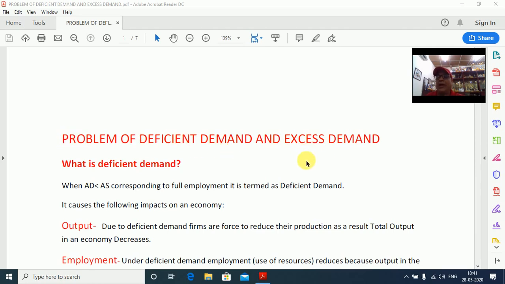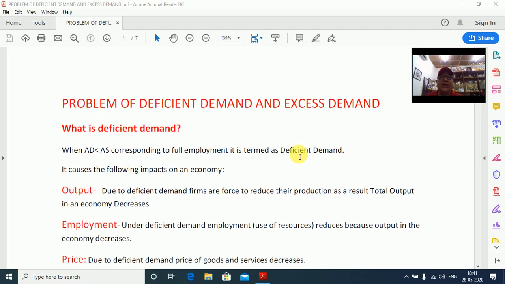And today we are going to discuss how to solve this problem of deficient demand and excess demand. But before going to the remedy, let us once again have a little discussion. What is deficient demand? Deficient demand means when aggregate demand, meaning demand for goods and services, is less than aggregate supply corresponding to full employment.